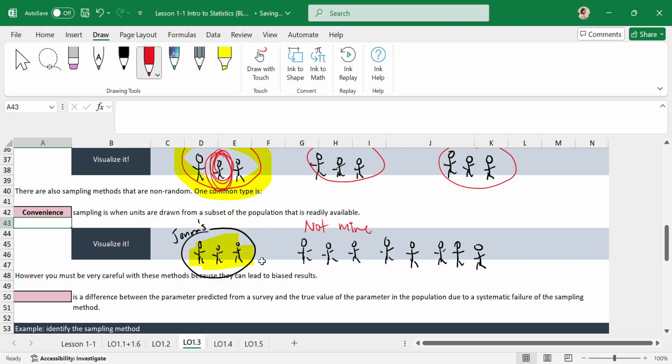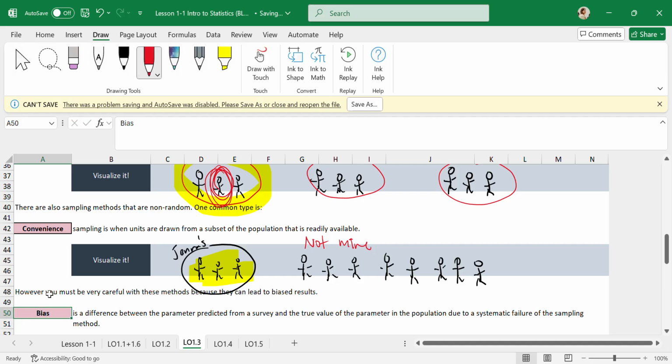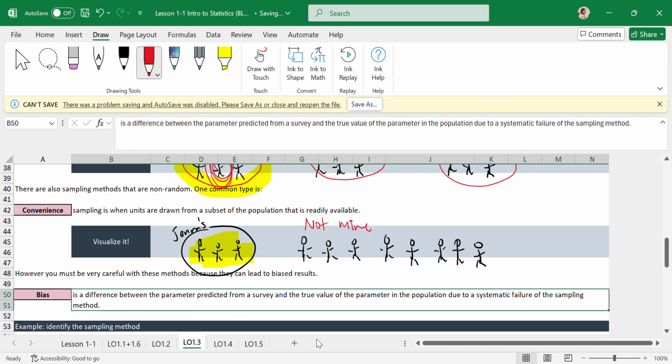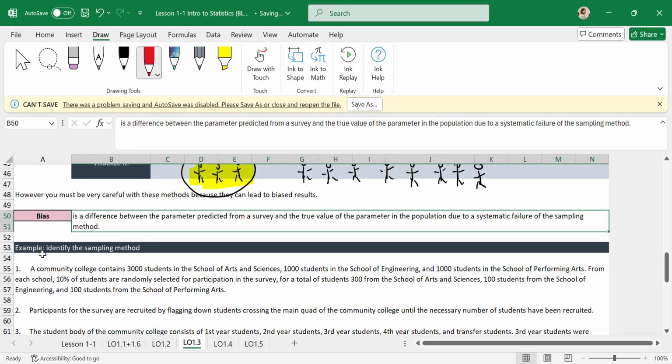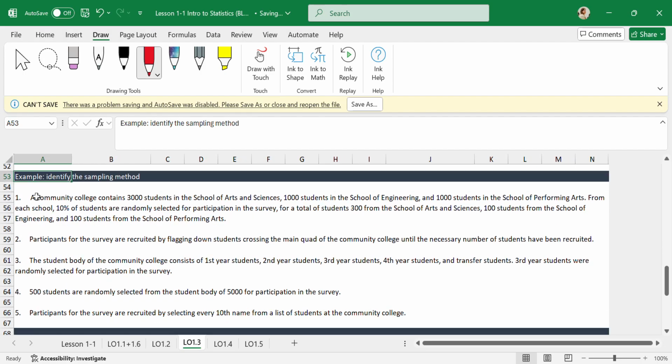So when you use a method that's non-random, like convenience sampling, it can introduce bias. Bias means that the sample doesn't necessarily look like the population because you sampled in a way that was not appropriate. The definition says a systematic failure of the sampling method. So because the sampling method was not random, it doesn't necessarily look like the population. And that's the different types of sampling methods we're going to learn in this course.